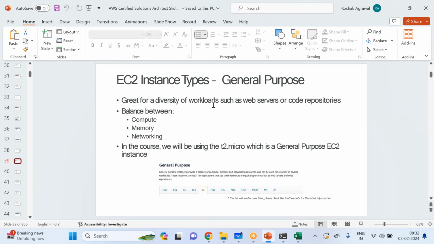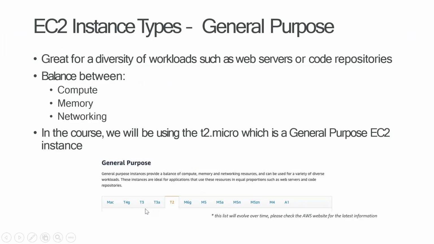So general purpose is great for a diversity of workloads. Basically, if you do not know what type of use case you are running, general purpose is always the best choice. It's a balance between compute, memory, and networking, for all types of storage. We are already using the T2.micro, which is a general purpose EC2 instance. But apart from T2, the newer ones are T3, T3A, Mac, T4G; multiple instances are available.